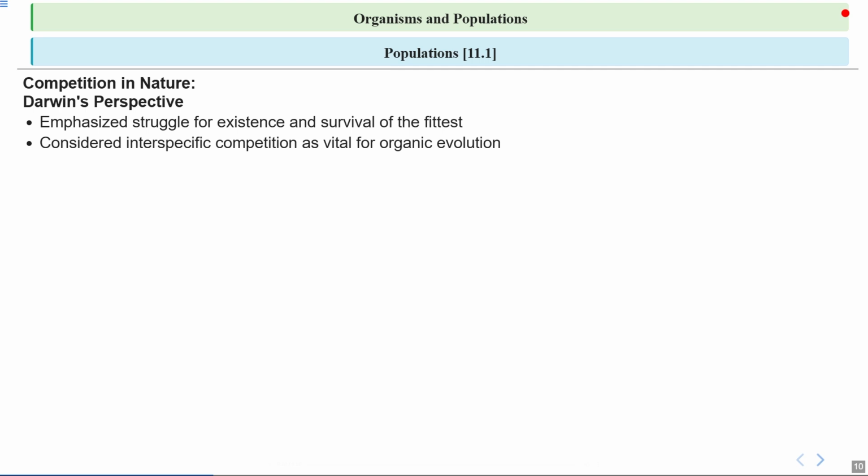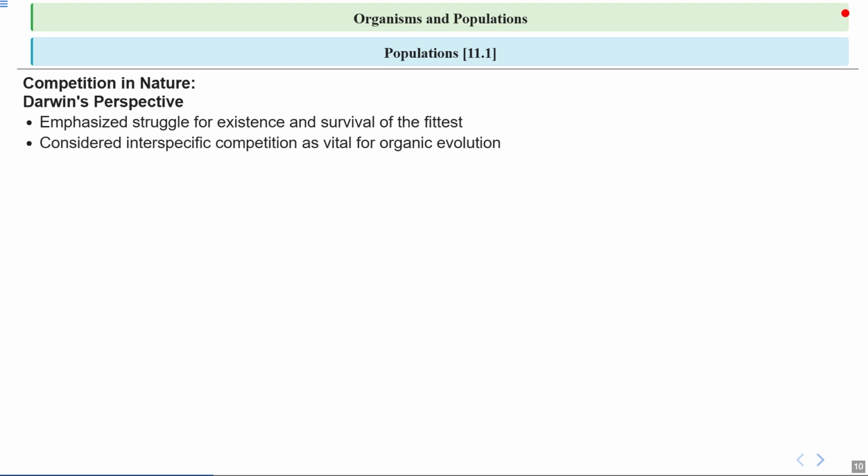Resources are always limited. So there will be competition among closely related species. The species which is able to efficiently utilize the resources, the species which have traits that give them a survival advantage, those species will survive. It will outcompete the other species.